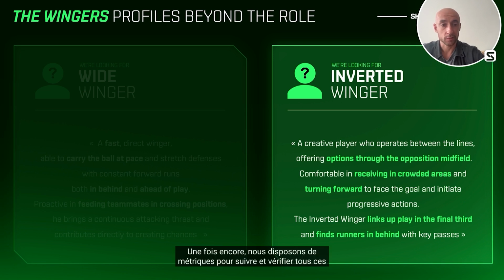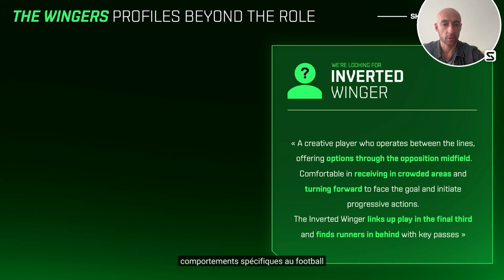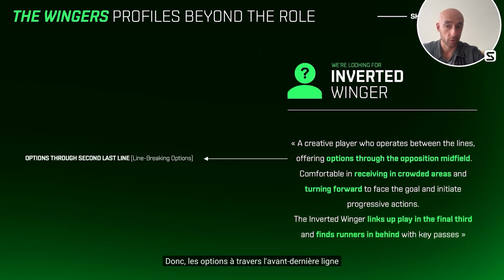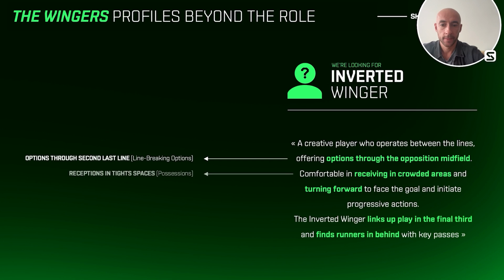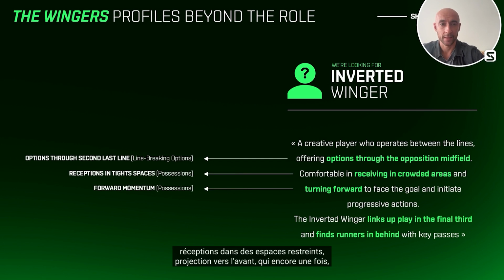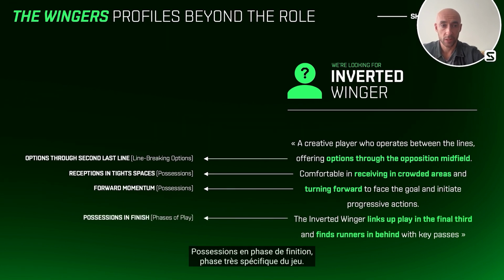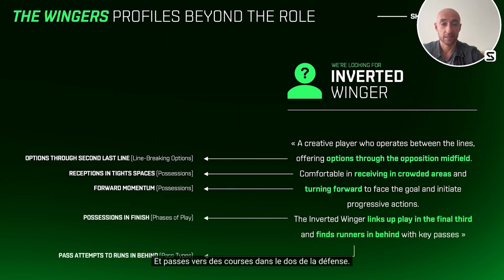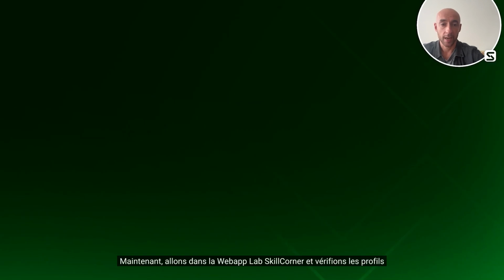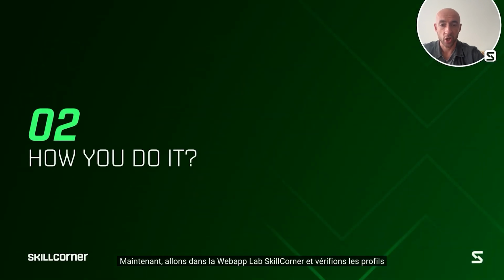So again, we have metrics to track all of these football-specific behaviors, and they could be the following: options through the second last line, receptions in tight spaces, forward momentum, which allows us to understand how a player is able to receive the ball from the back or from sideways, pivot on the first control and face the opposition goal to make a progressive action, possessions and finish, a really specific phase of the game, and pass attempts to runs in behind. Now let's go into SkillCorner's web app lab and check on the profiles and the resulting players.